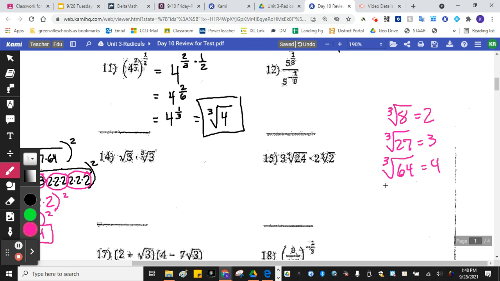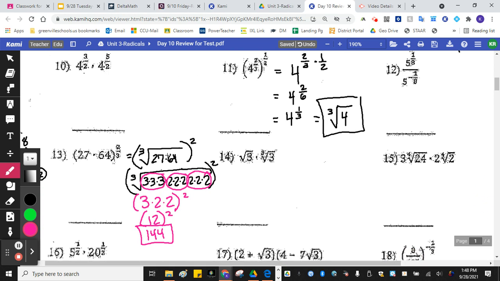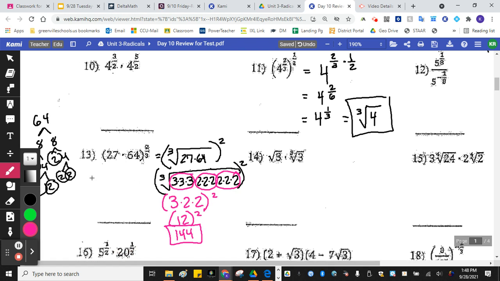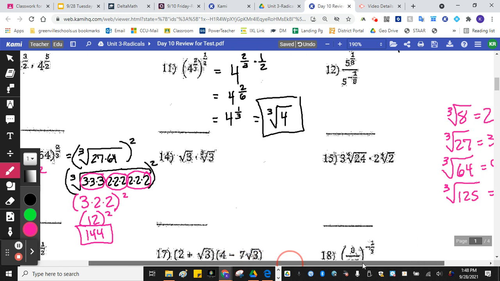Because if you had known those, cube root of 27 is 3, the cube root of 64 is 4, so then I could have jumped straight to 3 times 4 squared. So 12 squared is 144. Now I wouldn't have to break them all down. Oh, is that okay? I did that. That's perfect. Yeah. That's fine. Show as much work as you need.